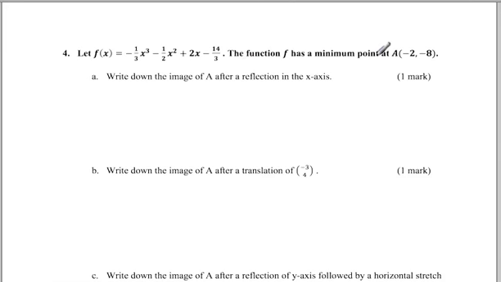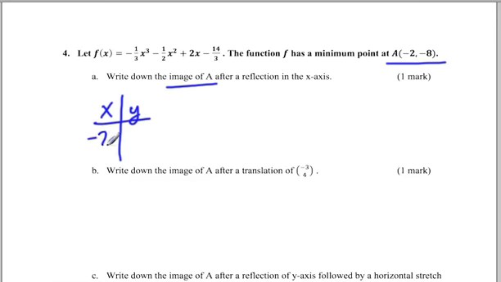The function f has a minimum point a, negative 2, negative 8. So here's a point on this function. Now, write down the image of a after reflection in the x-axis. So whenever they ask you to find the image, just draw a little table. Draw a little table like this.